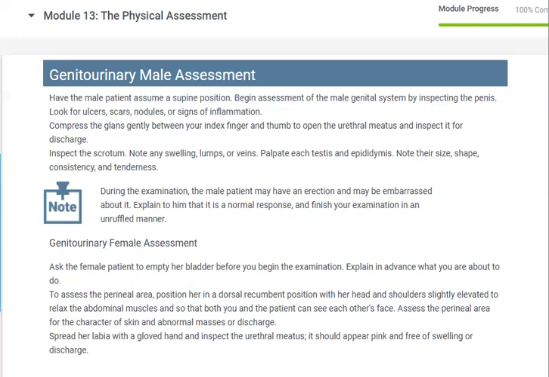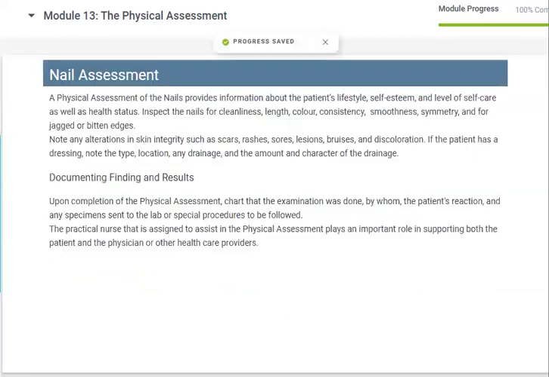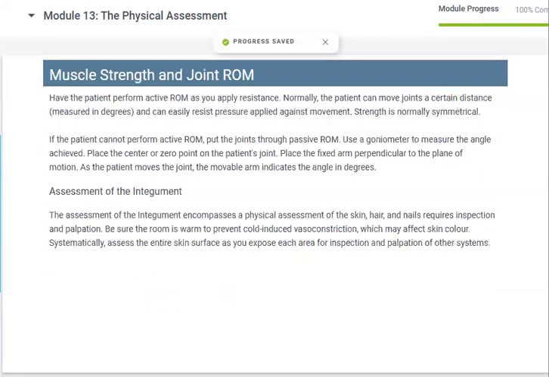Physical assessment of the musculoskeletal system, encompassing muscles, joints, and bones, requires inspection and palpation. Physical assessment of the integument, encompassing the skin, hair, and nails, also requires inspection and palpation.